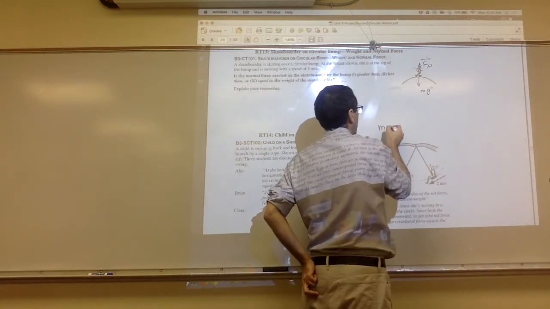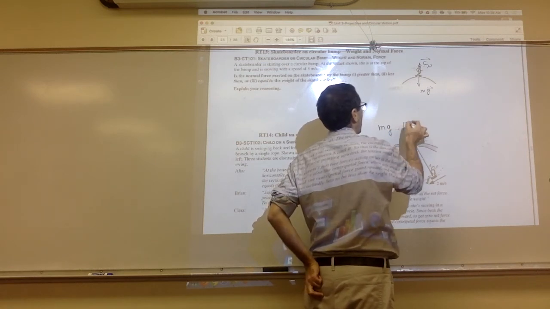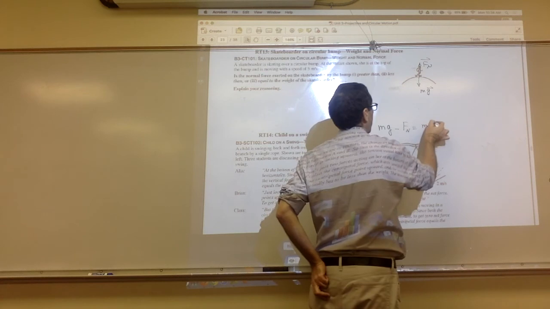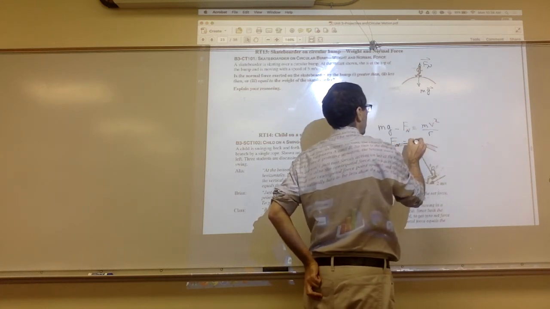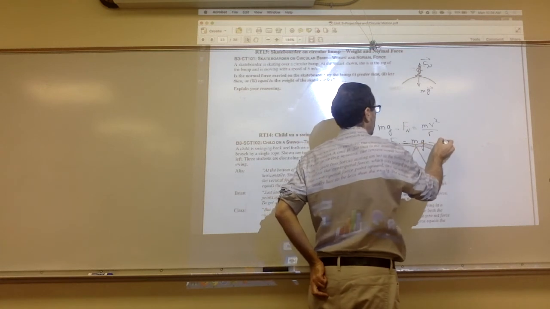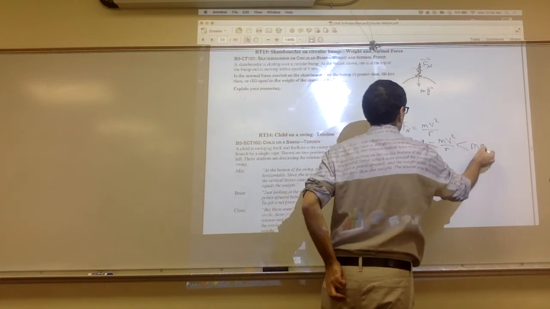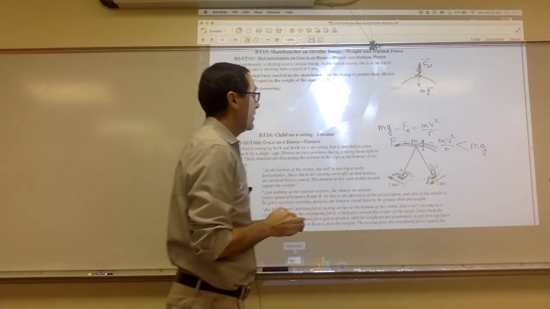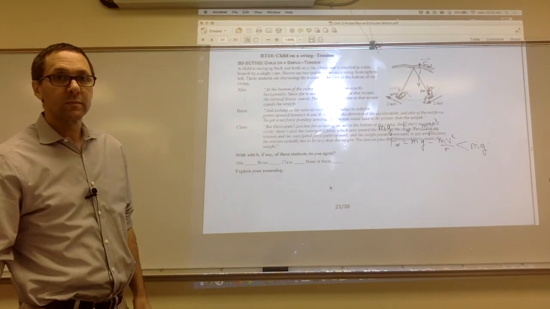So my centripetal force equals mv squared over r, which should be mg minus Fn is mv squared over r. Which makes Fn equals mg minus mv squared over r. And you can see clearly that this is less than mg. Now your Fn is less than mg.